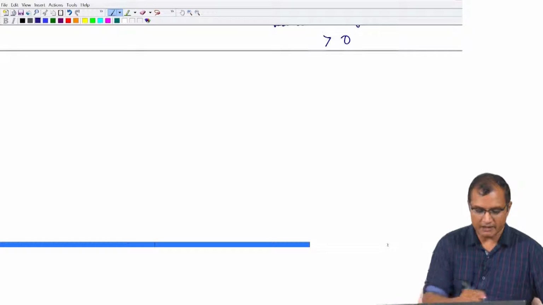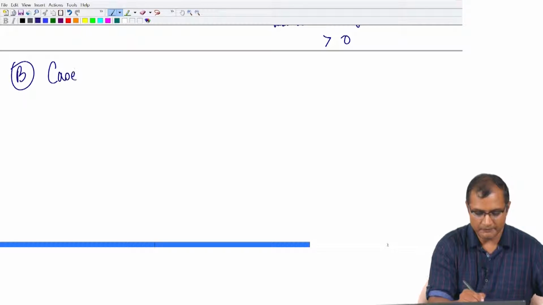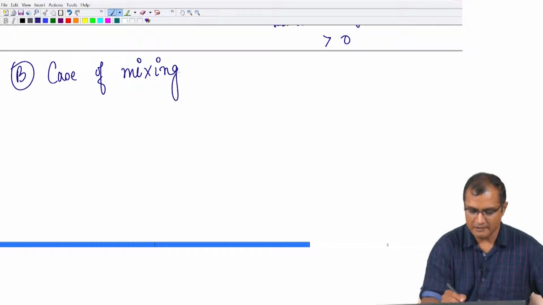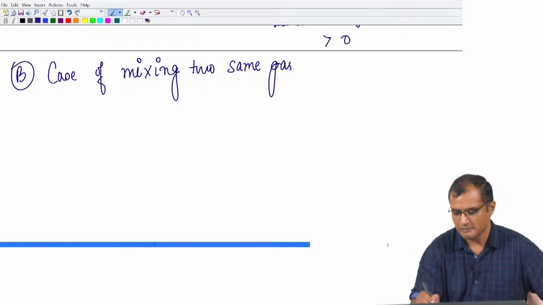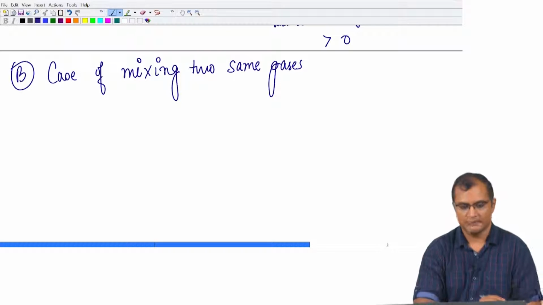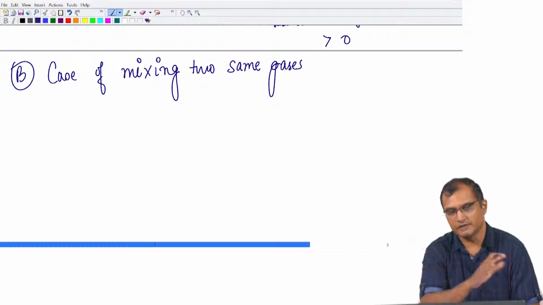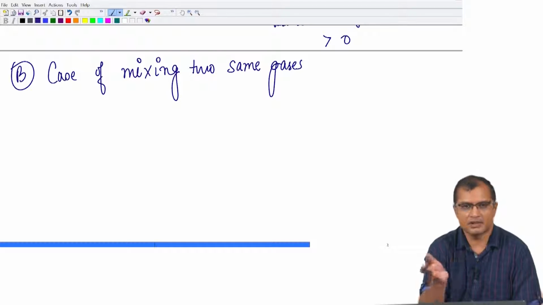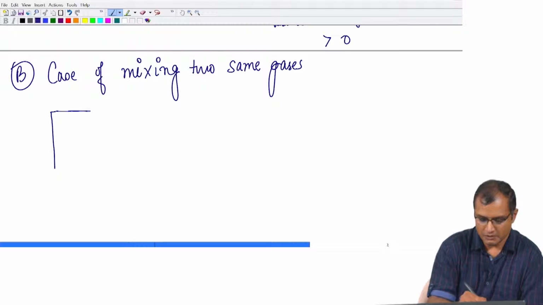Fine. So, now we will take a different case, the case of mixing two same gases, okay. And as usual, I am going to take the case of ideal, this is the case of mixing when the temperature on both the sides is same and the density on both the sides are same. So, now I am going to do this experiment.